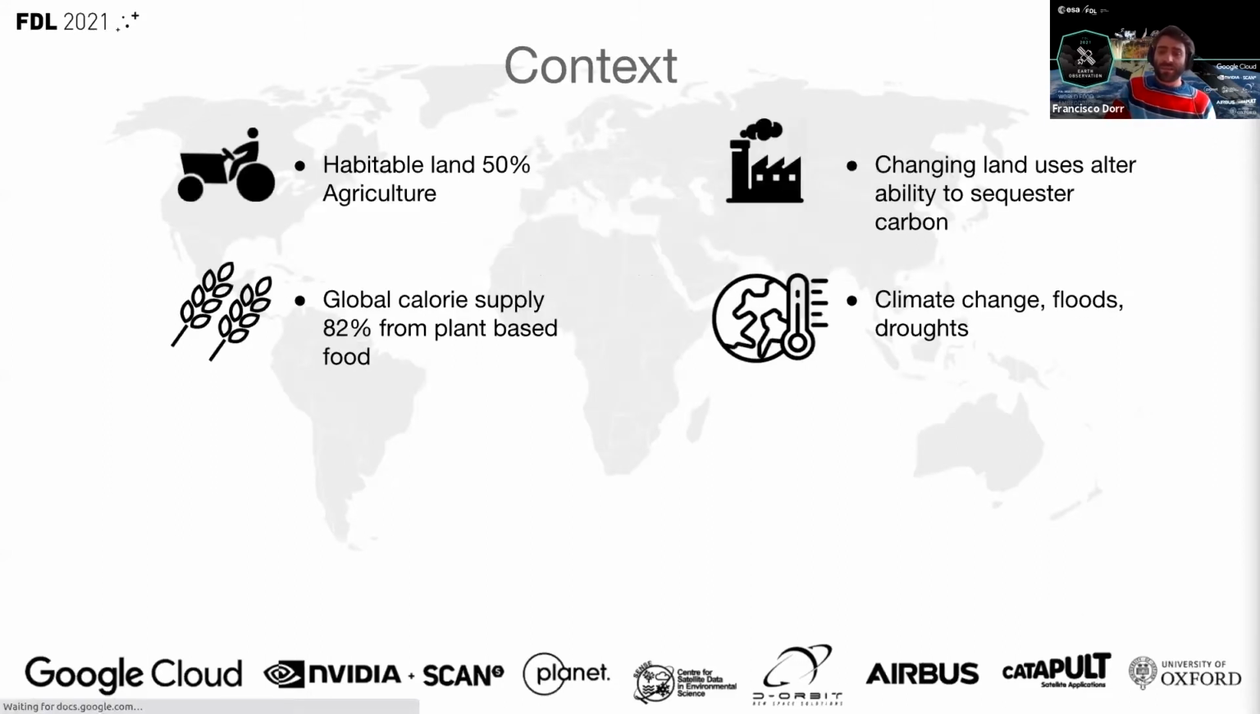So the context is that of the habitable land, 50% is used for agriculture, and 82% of the calorie supply comes from plants. But using agriculture also changes the land. So the land use is changing, and when the land use changes, it also affects the climate. So now the carbon sequestration is changing, and it is affecting climate change. And this leads to increasing floods and droughts that are affecting the crops.